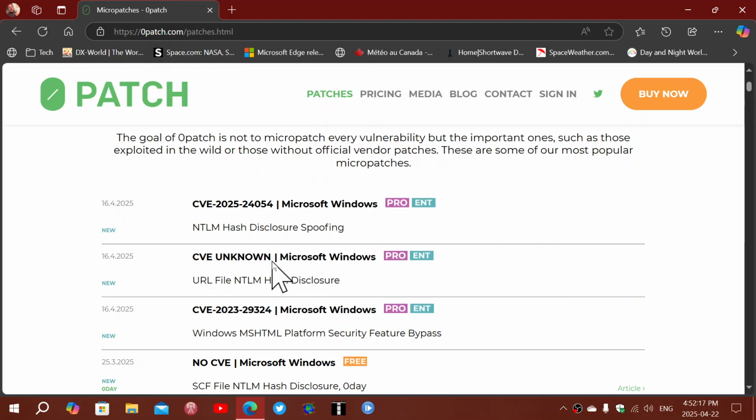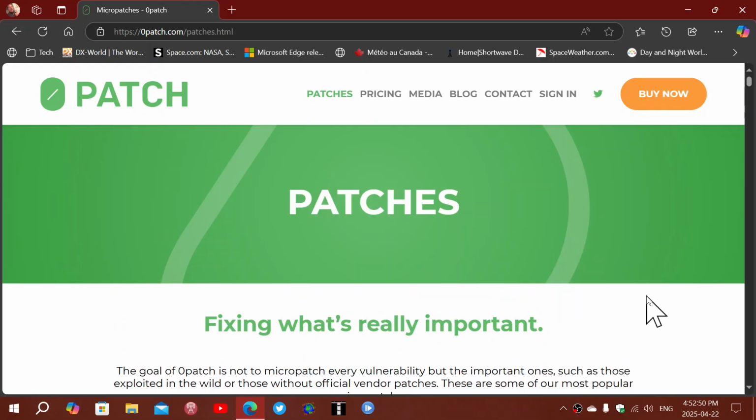So, for example, we did talk about the NTLM hash disclosure spoofing that could be a problem last week. Well, this has its own fix here, and some of the fixes for future security flaws are often on ZeroPatch before you have to wait for it on Patch Tuesday the next month and stuff like that. But I would still wait until the end. Why pay for patches when they are free for now until October?